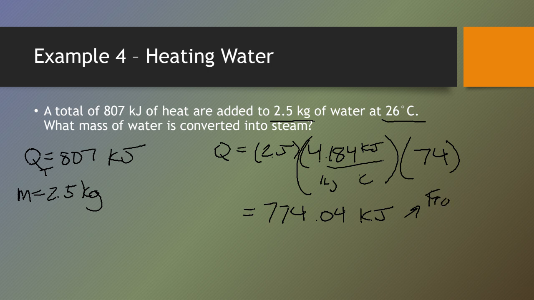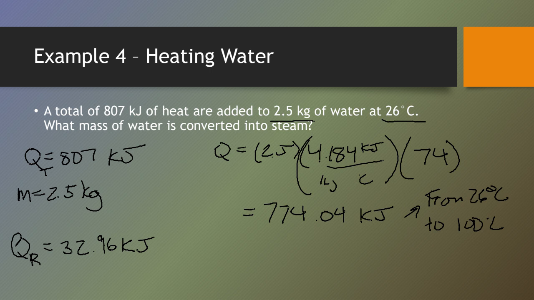So this goes from 26 degrees to 100. So now we have a pot full of water at 100 degrees Celsius. The rest of the energy, the remainder of what's left over, so 807, we're going to write an R with it because that's what's left over, 807 minus 774.04, 32.96 kilojoules. That's what's left over after we've heated it all to 100 degrees.